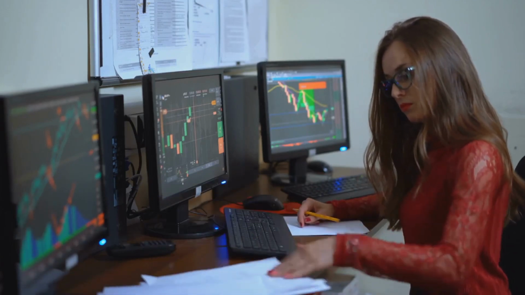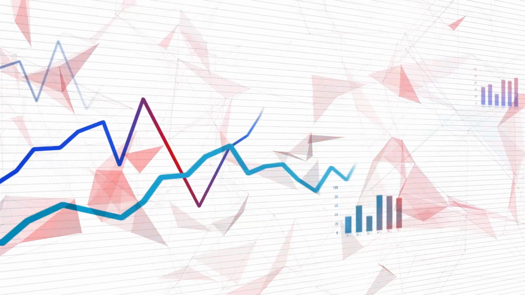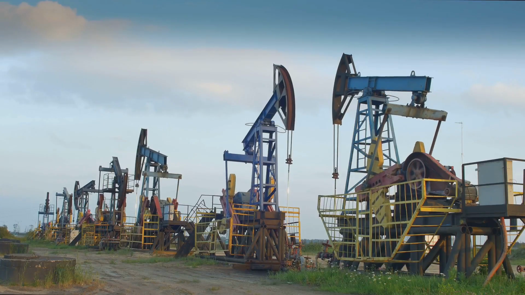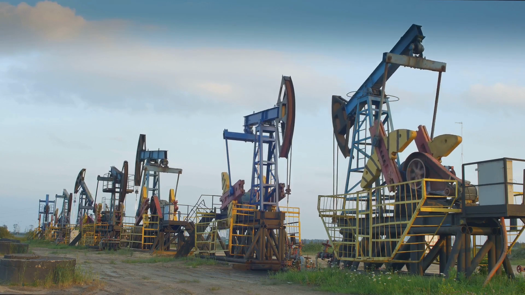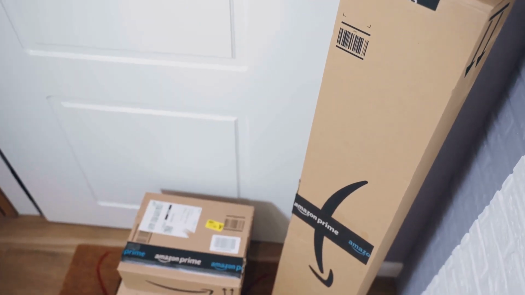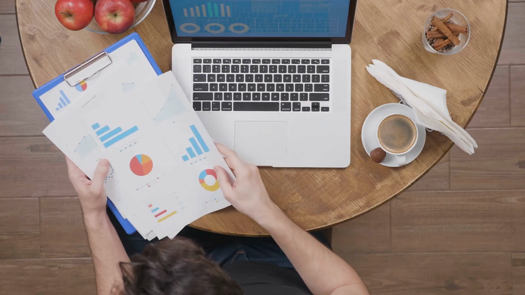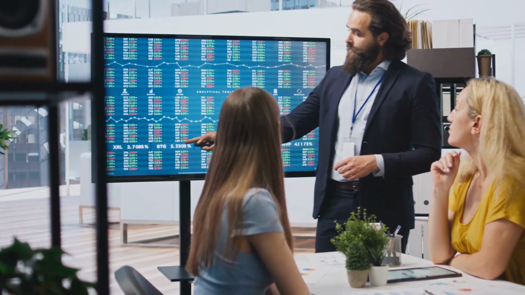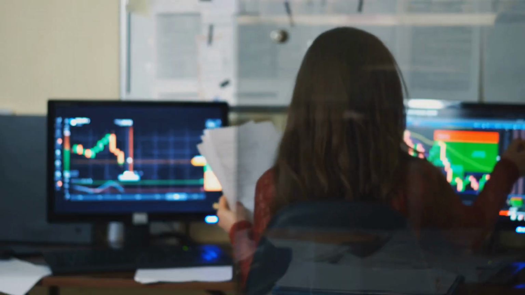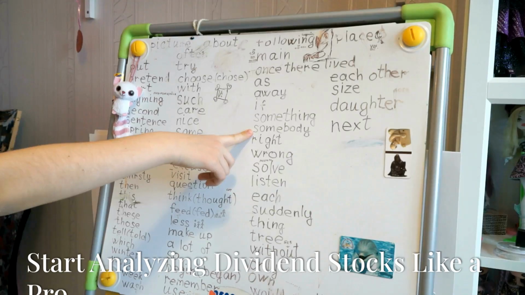The final step is understanding the industry and risks associated with the company. Consider the broader economic landscape and specific industry challenges. For example, the oil and gas industry is cyclical and influenced by global factors. Retail faces disruption from e-commerce giants like Amazon. Different industries face different risks and opportunities. Understanding these helps assess the sustainability of a company's dividend. Read industry reports, follow news sources, and monitor competitors to stay informed.